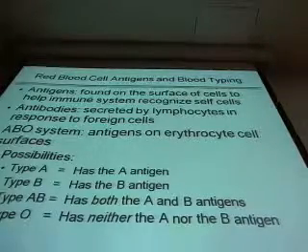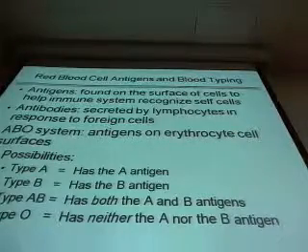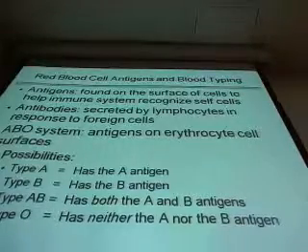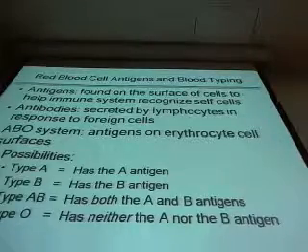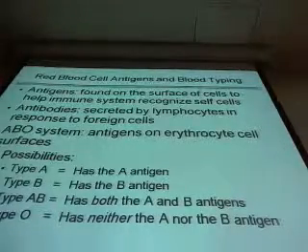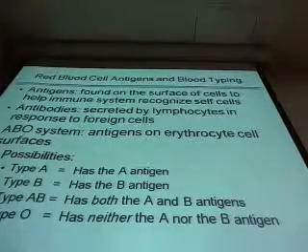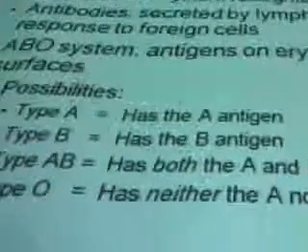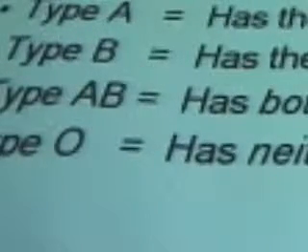Now, if you have AB, you've got both the substances on your red cells. So A is not foreign because it's on your red cells. B is not foreign because it's on your red cells. What antibodies do you have? No. You have none. O, I'll get to the O's. So you have the substance on your cell, so your body doesn't recognize it as foreign, so it won't make any antibodies.